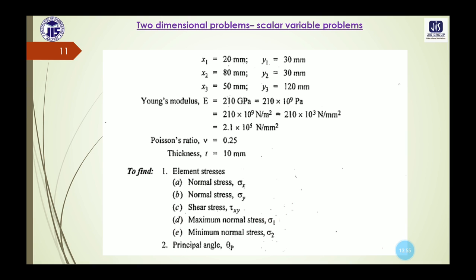Then the value of Poisson's ratio is given as 0.25, and the thickness of this element is given as 10 millimeter. So these are the things given in this numerical.